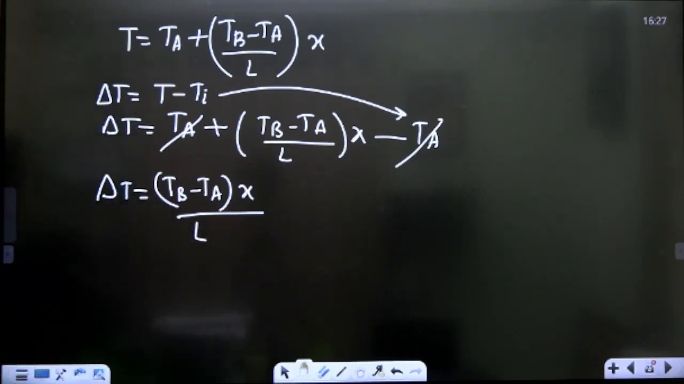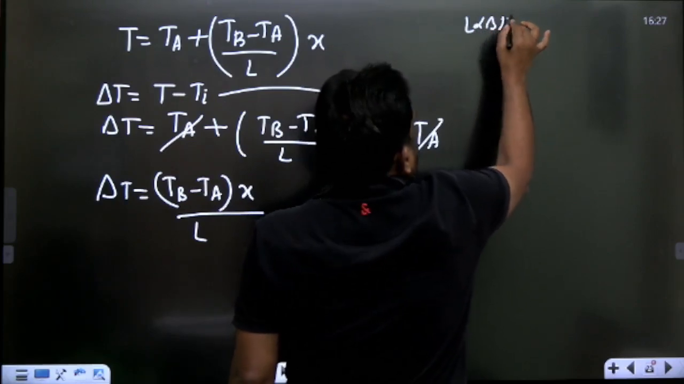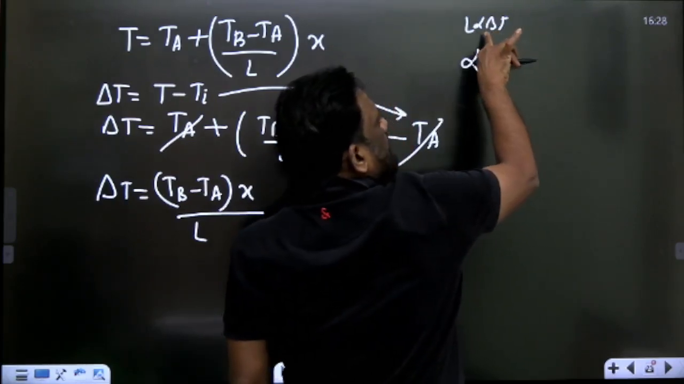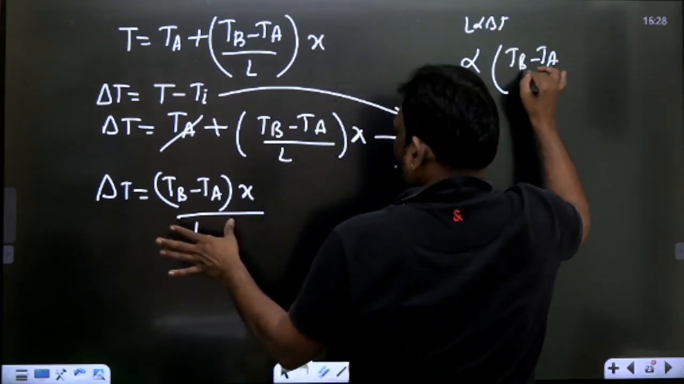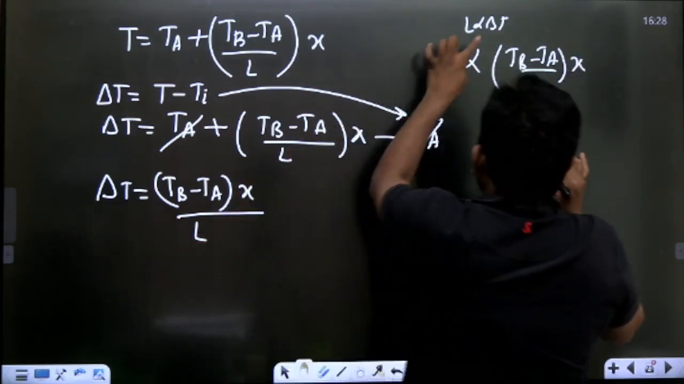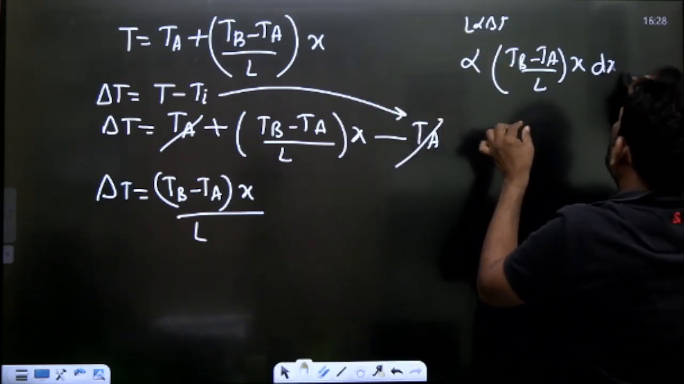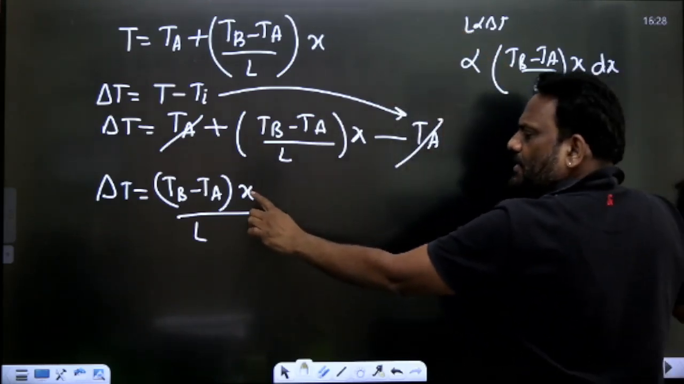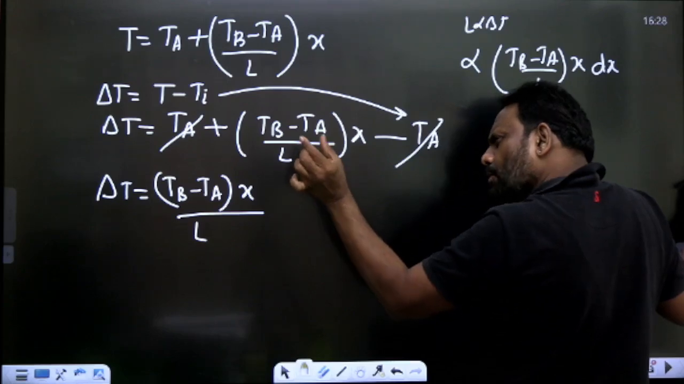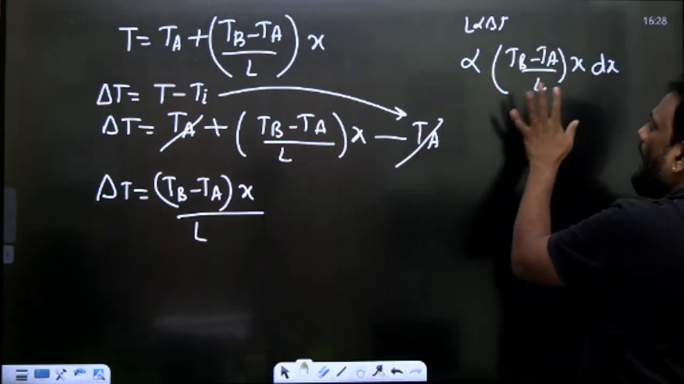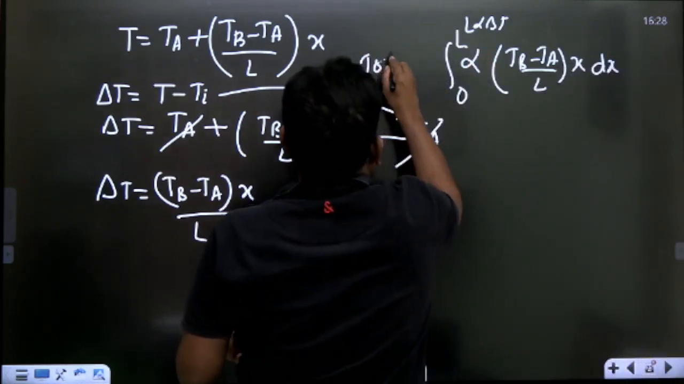That's it. तो अभी क्या करना है सर? Logic is the same. L alpha delta T is the free expansion. In place of alpha, we keep alpha. Delta T is (TB minus TA) by L into x. Alpha delta T into L, where L is dx. Why dx, sir? Because it is varying with x. So I will take a small x, so that the expansion will be almost uniform. So this will be the expansion. Total को क्या करेंगे? 0 to L. This is the total expansion.